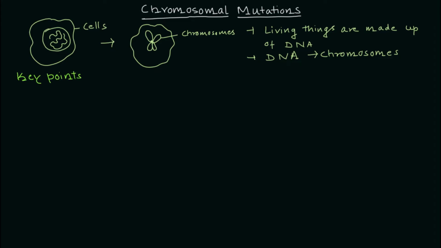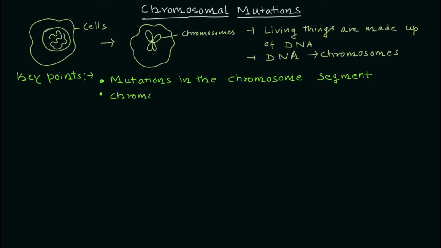So there are a few important key points regarding chromosomal mutations. Point number one is chromosomal mutations are mutations in the chromosome segment. So this is point one. Whenever there is a mutation in a chromosome segment, we can call it a chromosomal mutation. Second point, whenever there is a change in the chromosome set, it's also known as ploidy. If there is any change in the chromosome set, whether the content or the number is going to increase or decrease, that can lead to chromosomal mutations.